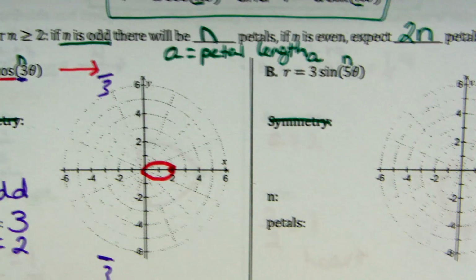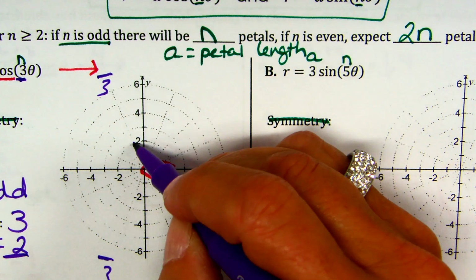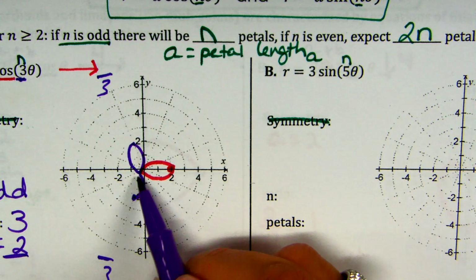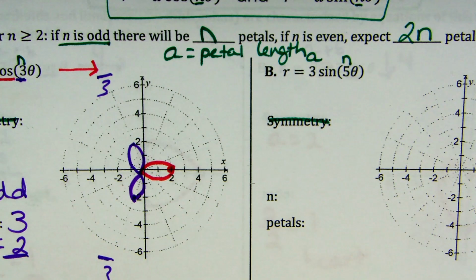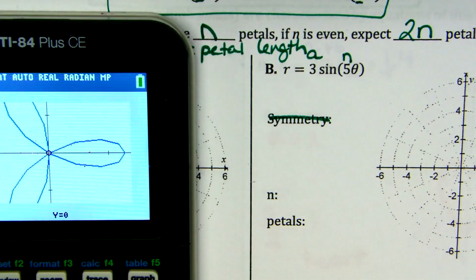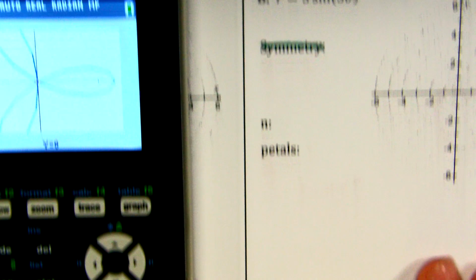How far out am I going to go? 2. It's always the same. Always going to be whatever your A value is. So I would have a petal there and a petal there. And we'll see examples of closest to the x-axis and the middle in all of our examples today. And that's it. So you will make your graph using your graphing calculator. Let's do another one.